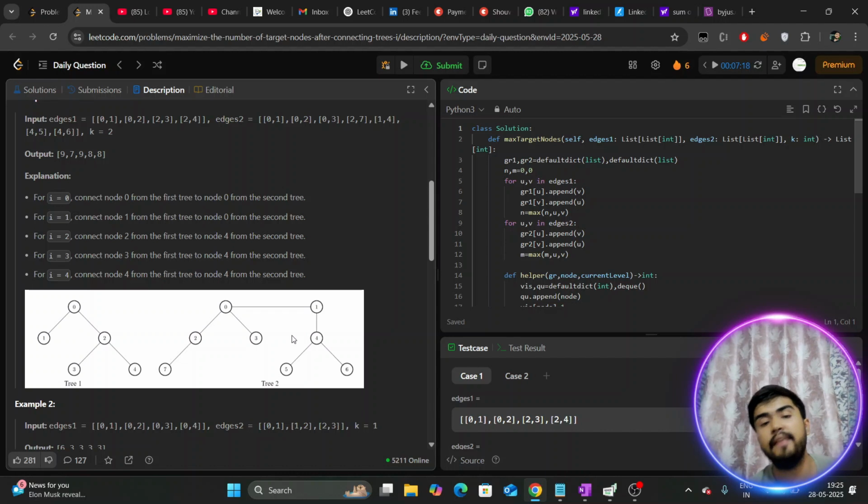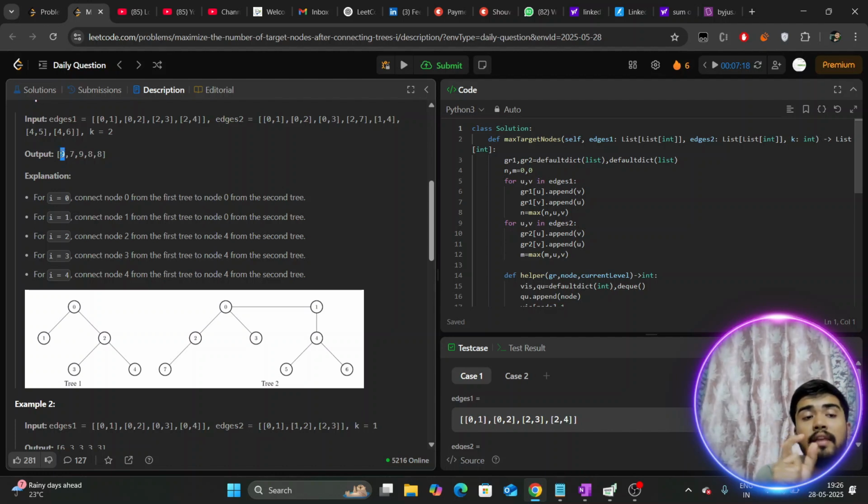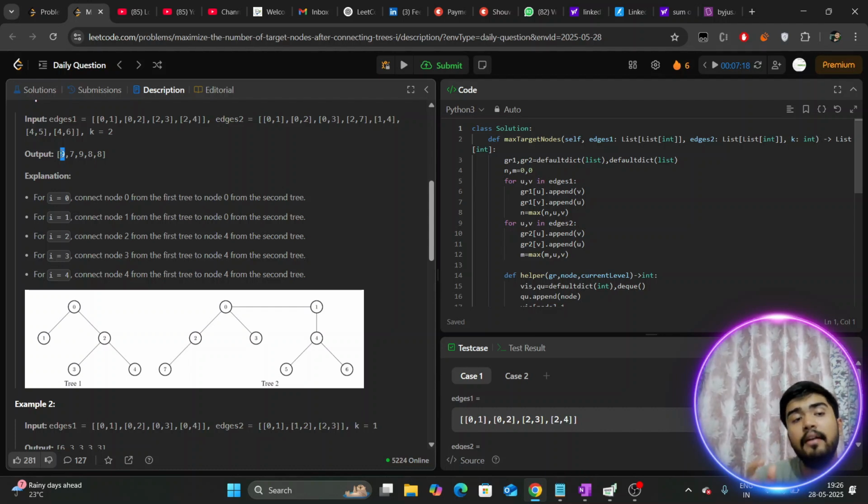So let's utilize this. Now on the explanation and output you can see, for node 0, we all know our output list is bound to be equivalent to the number of nodes of tree 1. So how many nodes are in tree 1? 0, 1, 2, 3, 4. That means 5, so our output list is also of size 5. And what does the first number signify? The first number signifies, from node 0 of the first tree, if you connect node 0 to any node of the second tree, what is the maximum target you can achieve? And target calculations we just saw in one node.